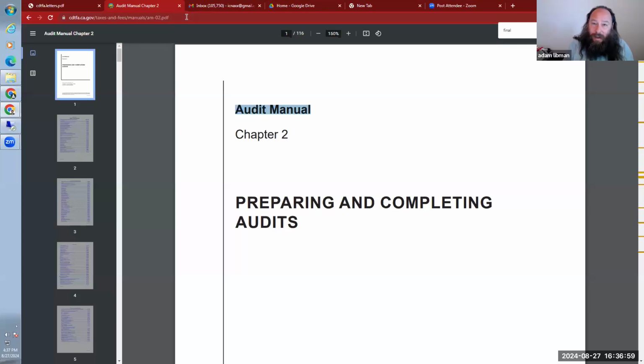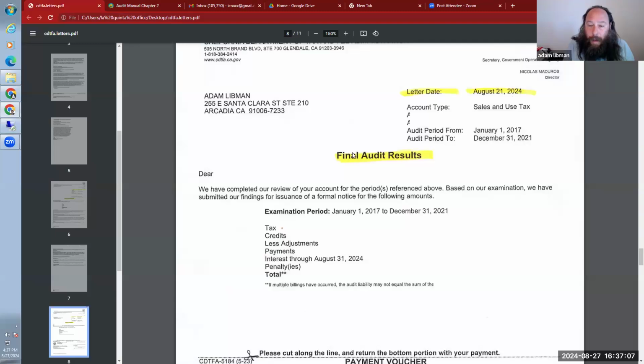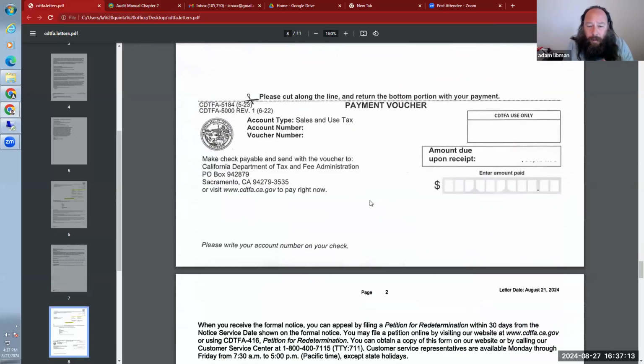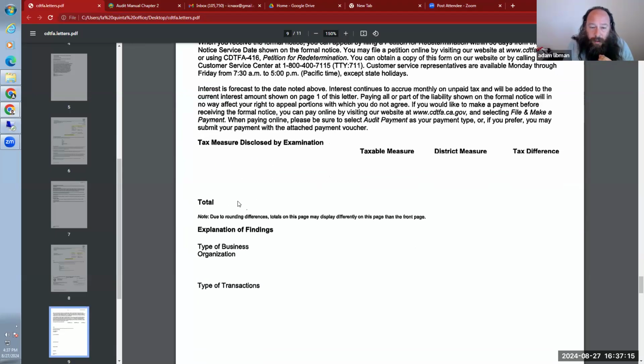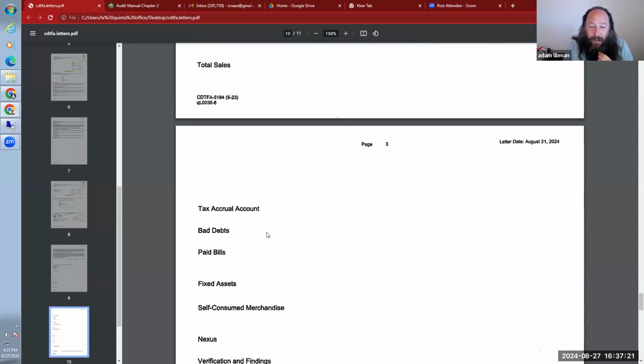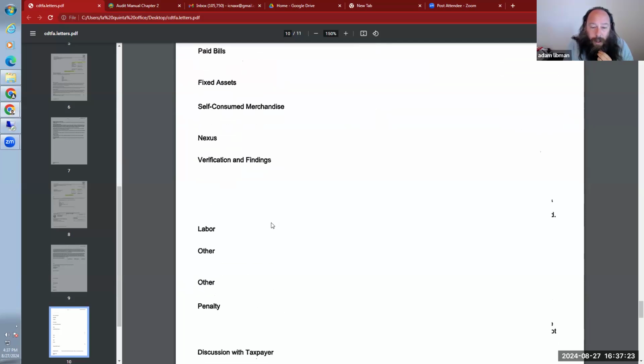Obviously on paper and in concept and in theory, they have other values, but in terms of practice, this is how they practice their values. So back to this audit results, okay? We have this audit date. Now also part of this, and I've watched all the information, but it'll talk about disclosures, the type of business, type of transactions, books and records, reporting method, sales tax accrual, and so on.